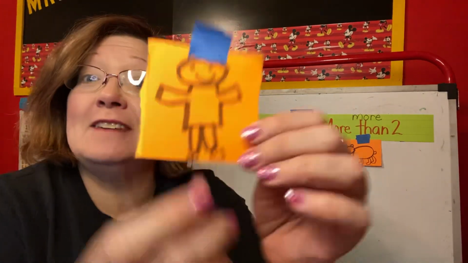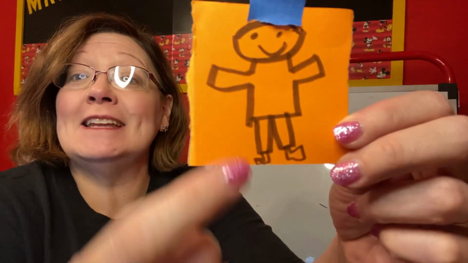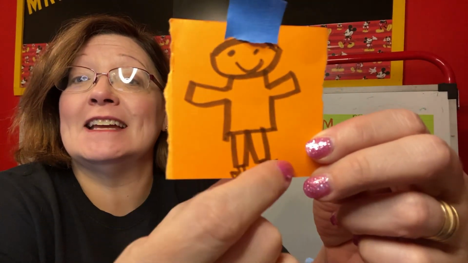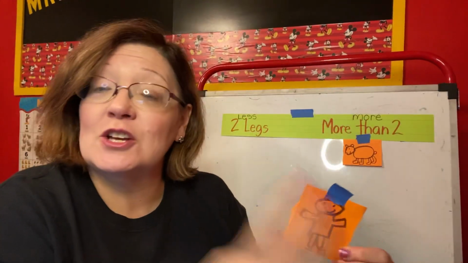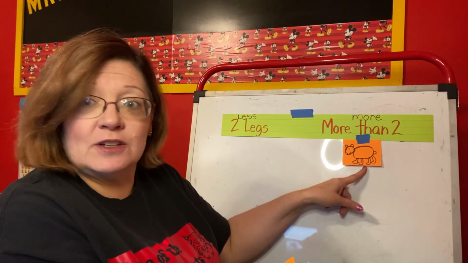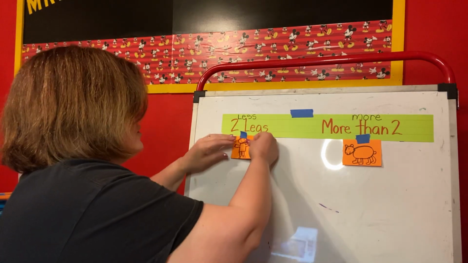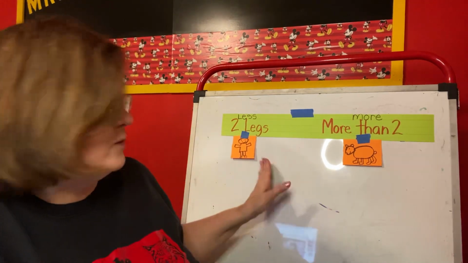Look what I have now. I have a little person. How many legs? Let's count them. 1, 2. How many? 2. So it doesn't go over here, does it? No, it goes over here with 2. Okay, it's tied 1 to 1.